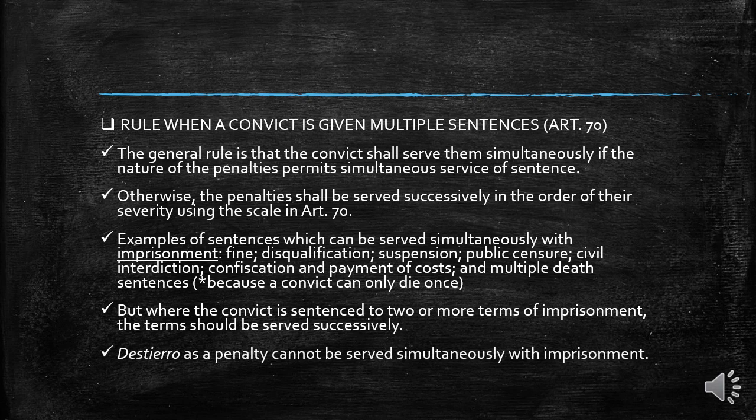Now, you will notice in Article 70 in the scale that destierro as a penalty cannot be served simultaneously with imprisonment. Why? Because both of them are in the nature of deprivation of liberty. Only that in destierro, it merely involves partial deprivation of liberty in the sense that the convict who is imposed a penalty of destierro will be banished to a certain place, or he will be prohibited from entering a place designated in the judgment.